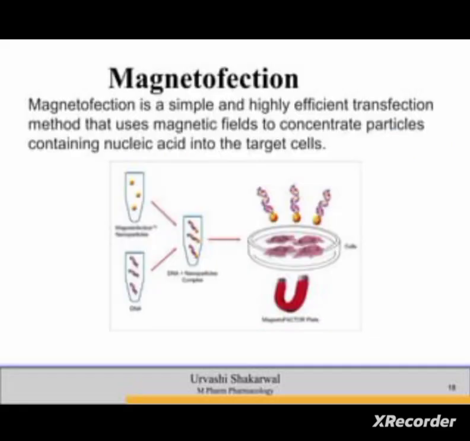Next, magnetofection. Magnetofection is a simple and highly efficient transfection method that uses a magnetic field to concentrate particles containing nucleic acid into the target cells. In magnetofection we use a magnet under the tissue and it attracts the genes. Another method is the hybrid method, in which we combine two or more methods together.